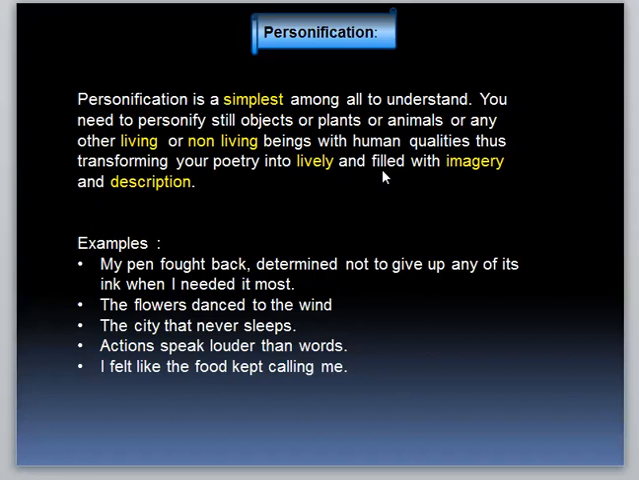Here we have a very interesting poetic device, that is personification. Personification is the simplest way among all to understand. It gives human qualities to living or non-living things. It personifies still objects, plants, animals, or any other natural non-living things with human qualities, thus transforming your poetry into something lively and filled with imagery and description.